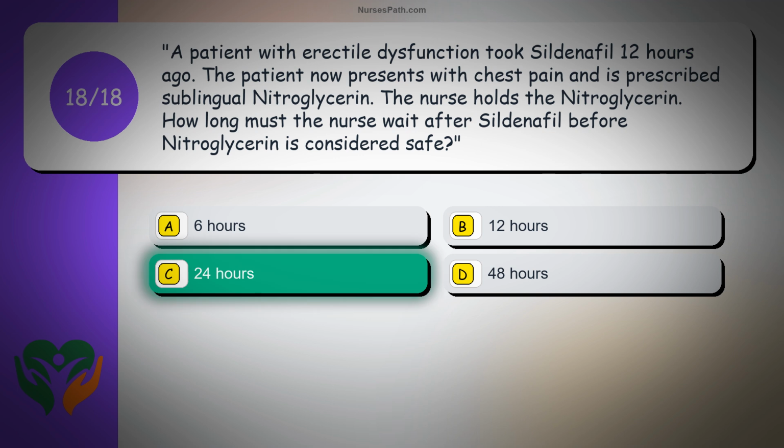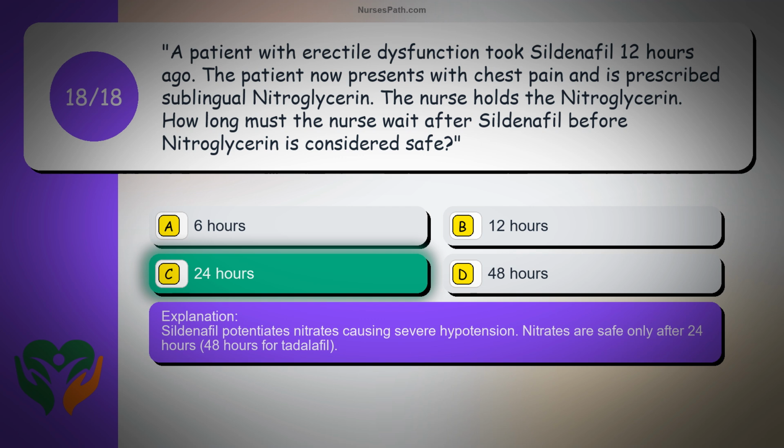The correct answer is Option C, 24 hours. Sildenafil potentiates nitrates, causing severe hypotension. Nitrates are safe only after 24 hours, 48 hours for tadalafil.